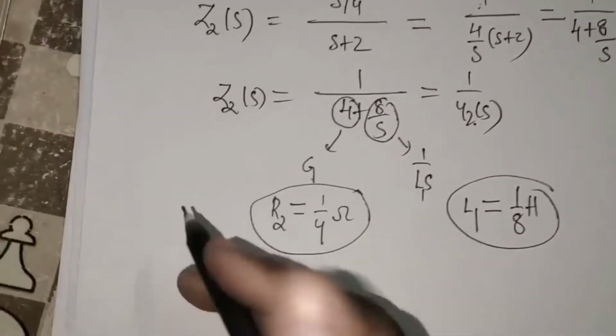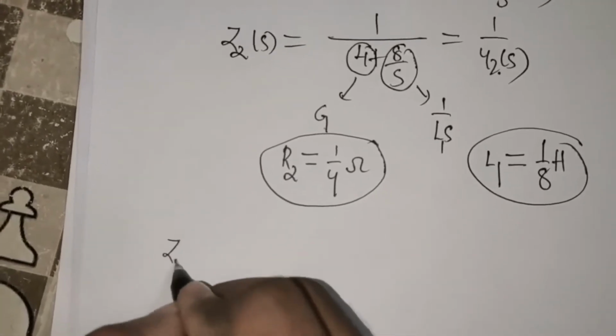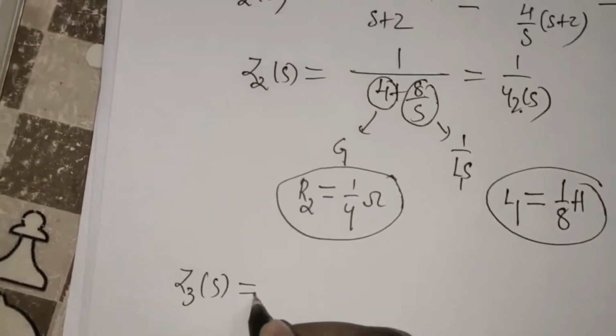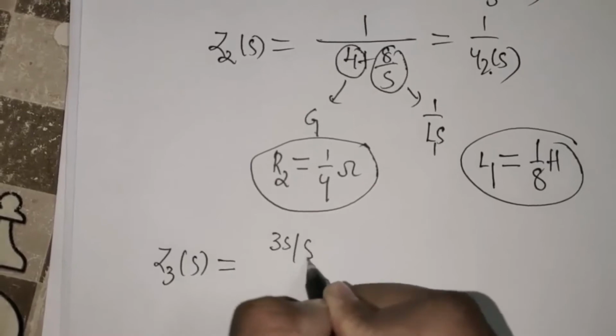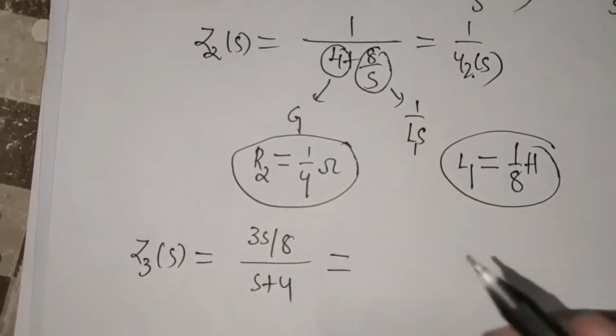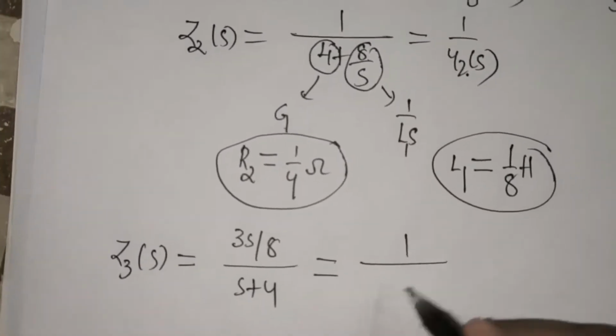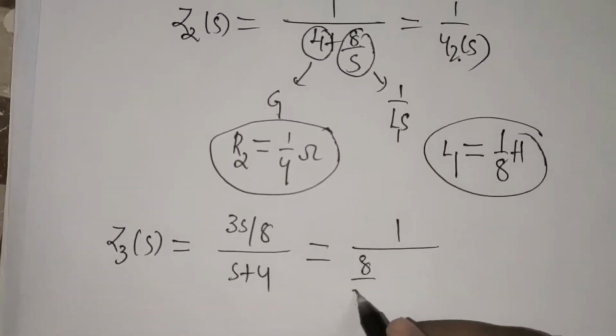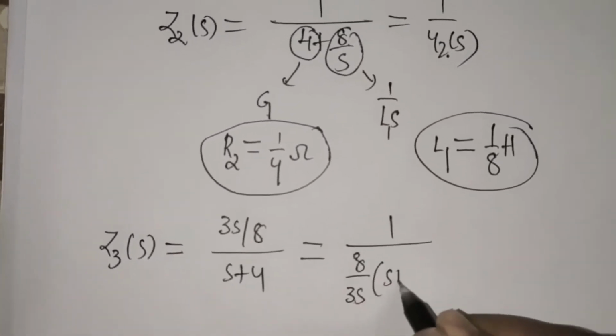So similarly, third term, if I consider Z3 of S is equal to 3S by 8 divided by S plus 4. So again, make the numerator as 1. So this I can write as 8 by 3S into S plus 4.